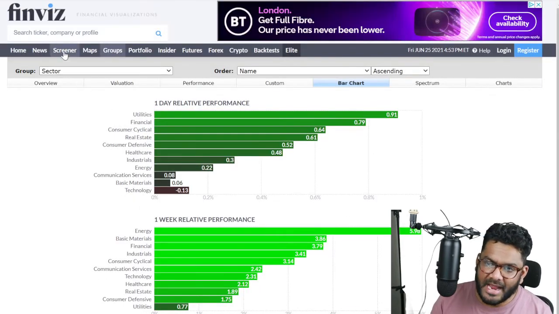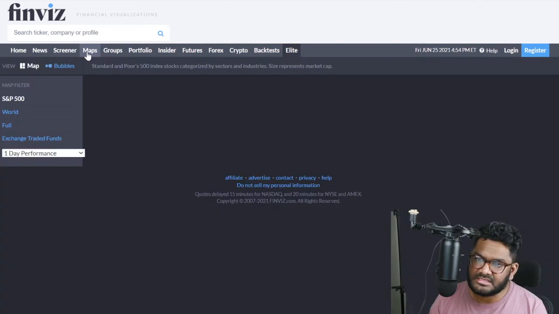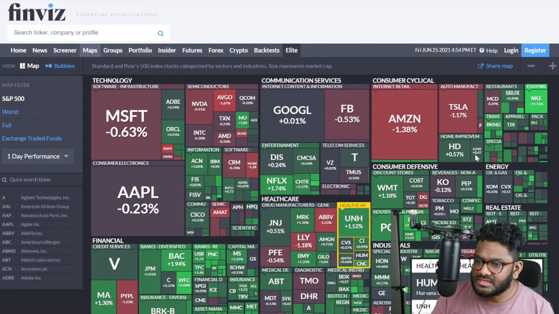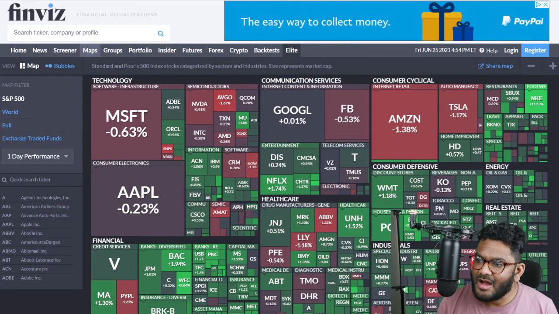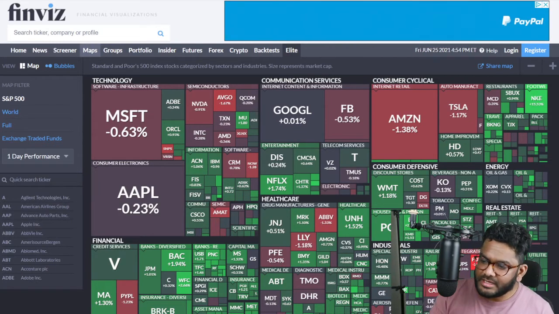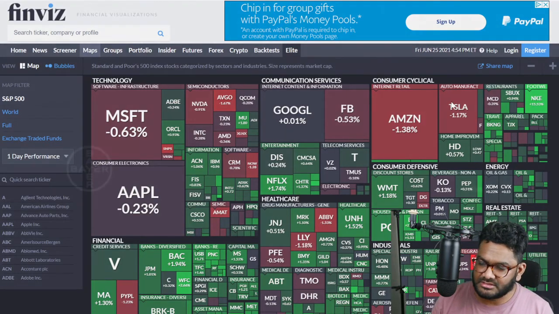Now go back to the screener here. You can see the top. Forget about home, forget about news. We need the groups first, and the other one we need is the screener. Before we go to the screener, I just wanted to click this map. This is called a heat map. What this map shows you is how the market really performed in the current day. All these companies are mentioned here.